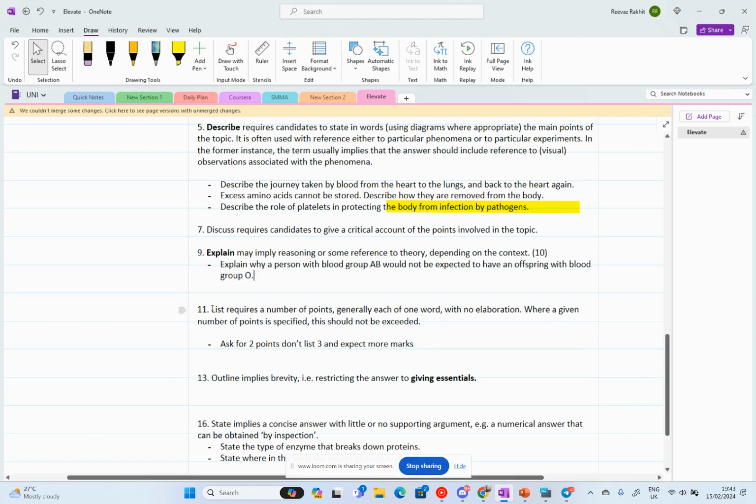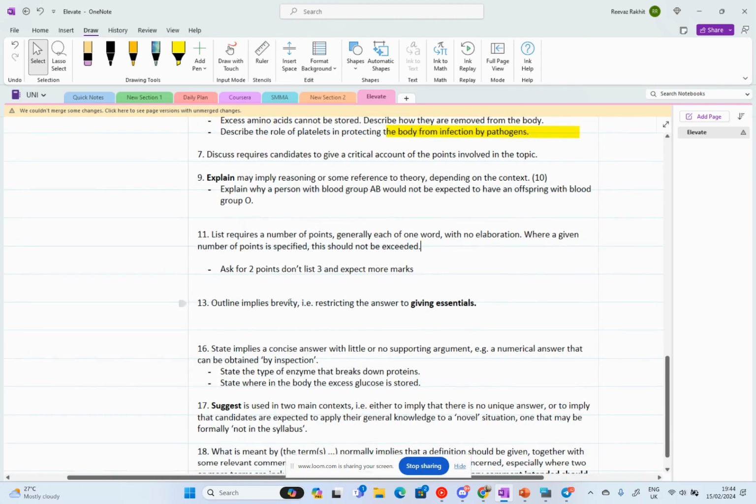Now, list. This is very important for each and every one of you. It sounds so brain dead, sounds so idiot proof, but don't make this crucial mistake. If they tell you to list two things, don't go about listing three and expecting more marks. It doesn't work that way. They just think, what the heck is this guy or girl doing?